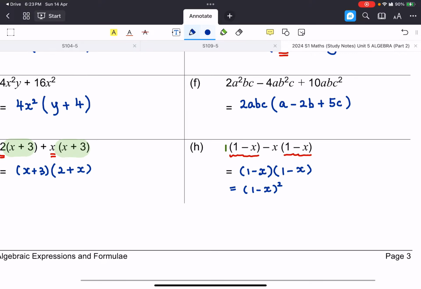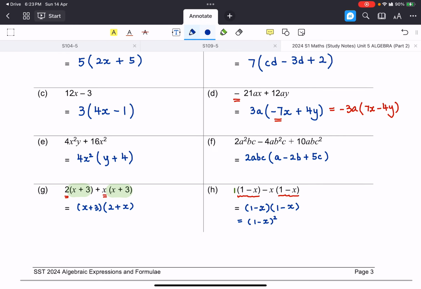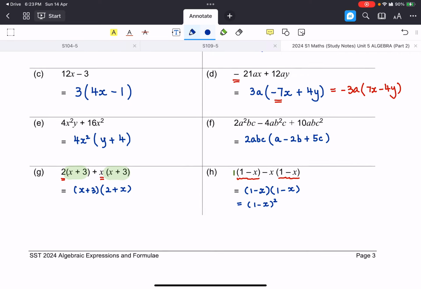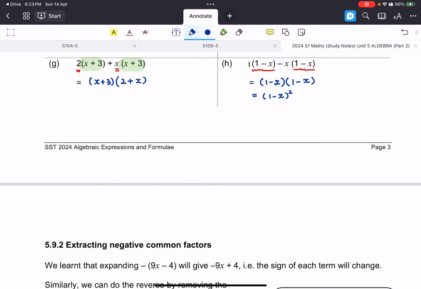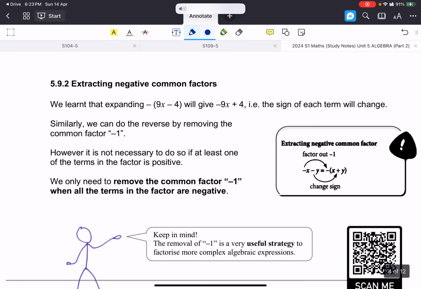Okay, so with this, I hope you have a clearer understanding of how factorization by extracting common factor works. Feel free to practice a couple more questions until you get the hang of it. And then let's move on to the next section.